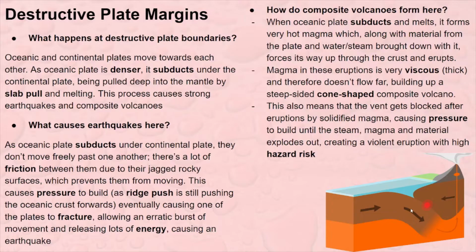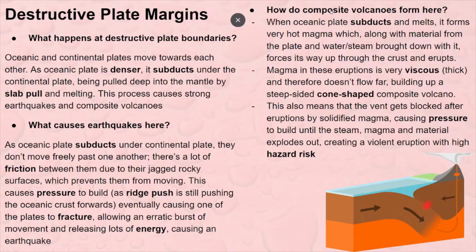We get earthquakes because as one plate moves under the other, they can't move freely because they're jagged rock faces. There's a lot of friction, and this friction is to such an extent that it prevents them from moving, but they're still being pushed by ridge push slab pull. This causes pressure to build as they're trying to get past each other, and eventually one of the plates will fracture, allowing an erratic burst of movement, releasing a lot of energy, and this energy causes an earthquake. That's what we feel as an earthquake.